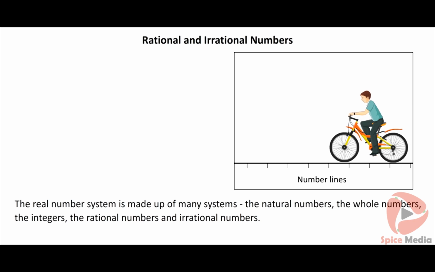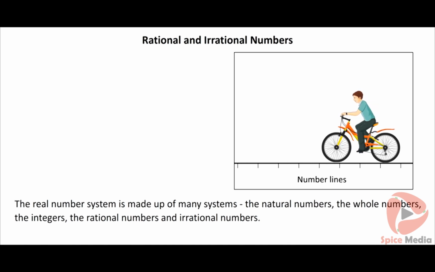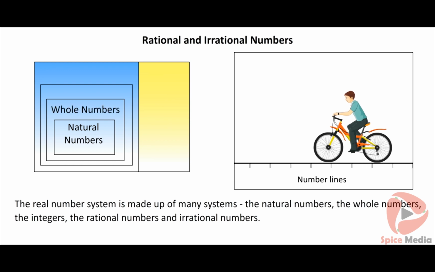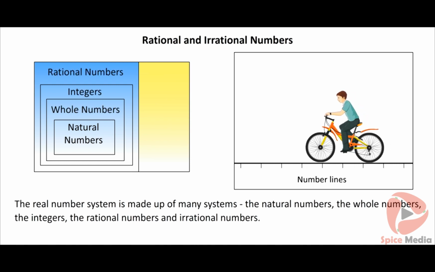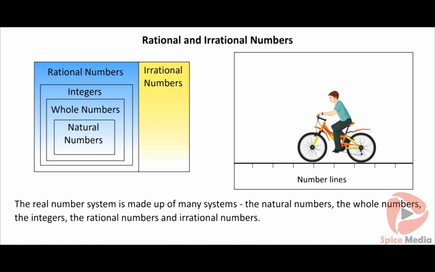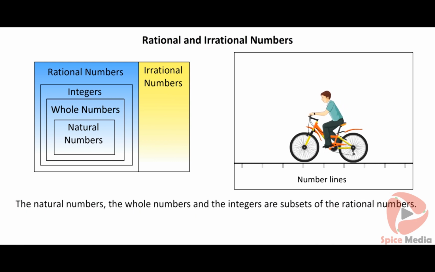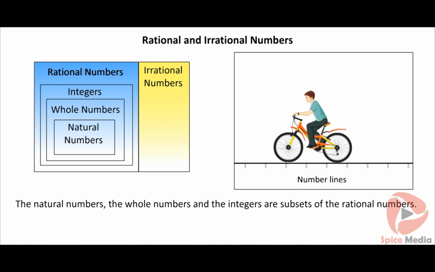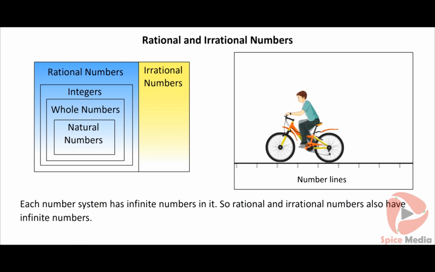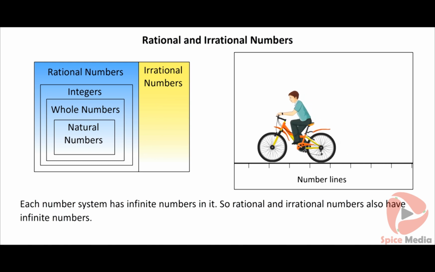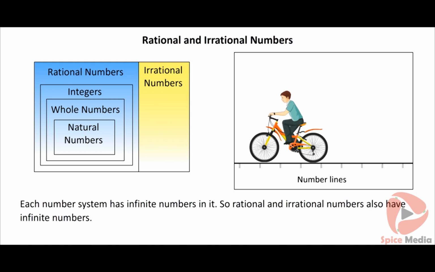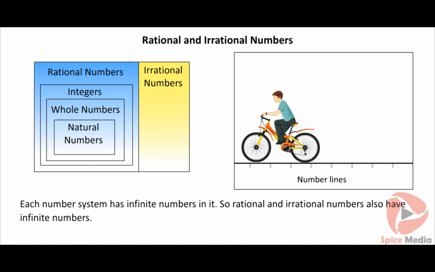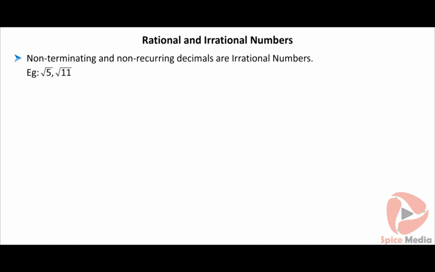The real number system is made up of many systems: the natural numbers, the whole numbers, the integers, the rational numbers, and irrational numbers. The natural numbers, the whole numbers, and the integers are subsets of the rational numbers. Each number system has infinite numbers in it. So, rational and irrational numbers also have infinite numbers. Non-terminating and non-recurring decimals are irrational numbers. For example, root 5, root 11.